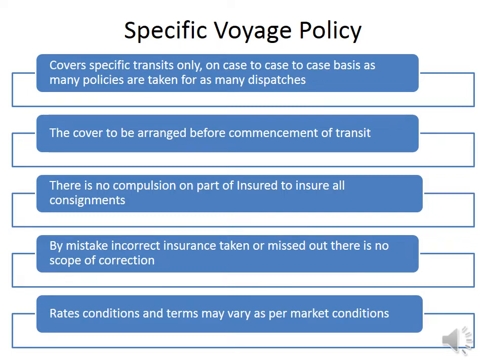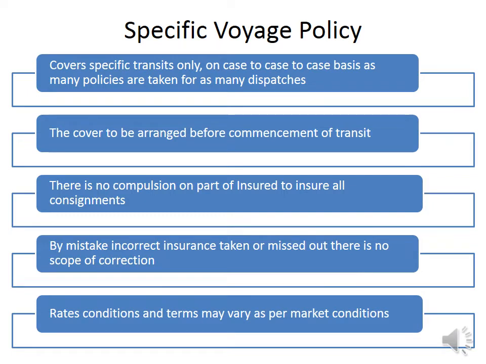Say for example, when foreign underwriters issue policies to Indian merchants who are importing into India from abroad, the policy issued is a specific voyage policy. And then it is only for that particular voyage, from and to, everything has been described. So this covers, as it implies from the word, a specific transit only. This is on a case-to-case basis, as many policies are taken for many dispatches. If I have 5 dispatches daily, I will have to take 5 policies from the insurance company.